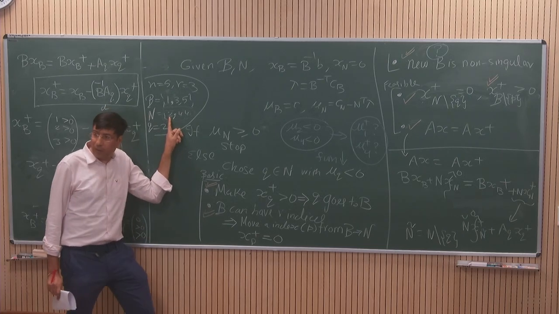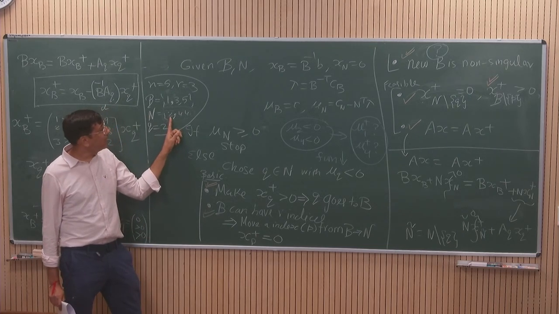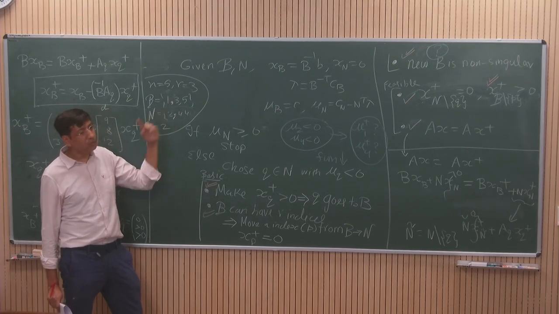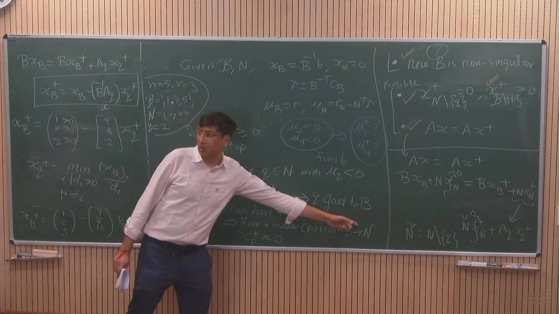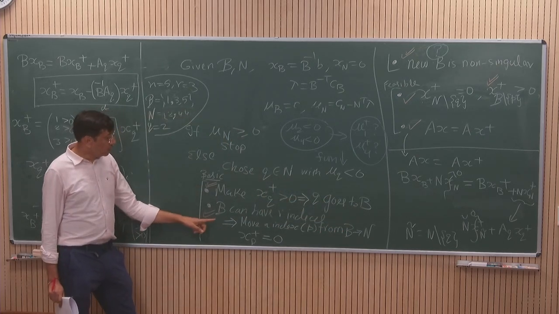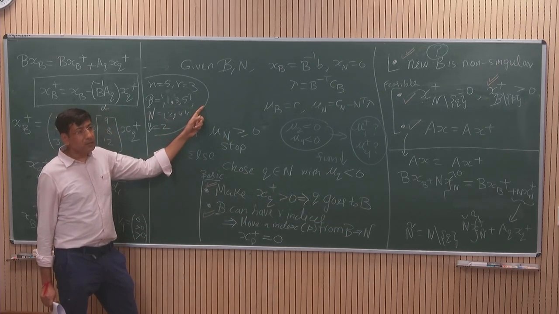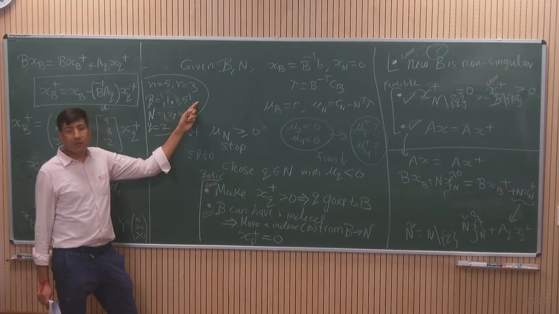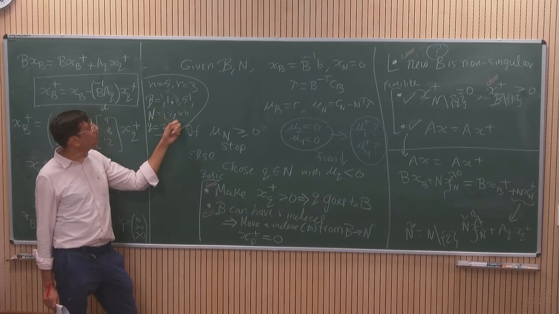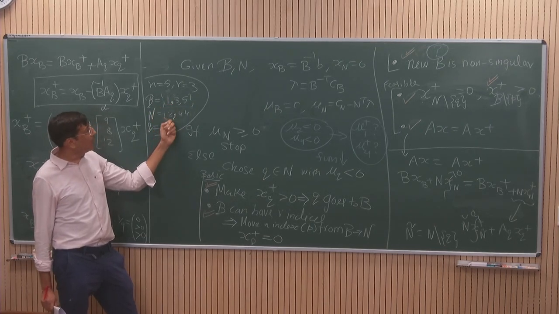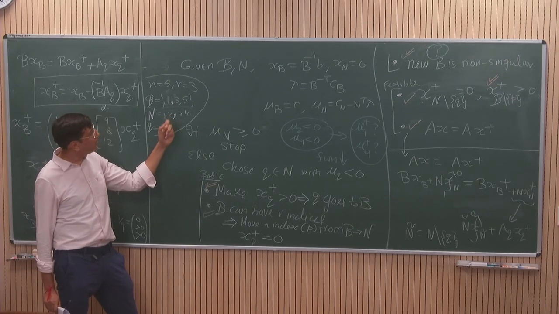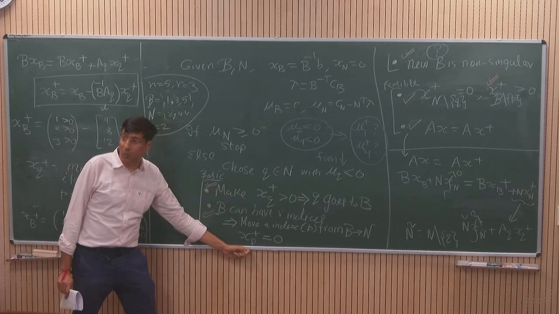It is no longer a basic feasible point. So this index has to be moved out of N and into the B set. So q goes into the B set, correct? Now B can only contain r indices, or 3 indices in this case. So one index has to be thrown out. That index, which comes into the N set, has to be an active constraint. So that has to be made equal to 0.